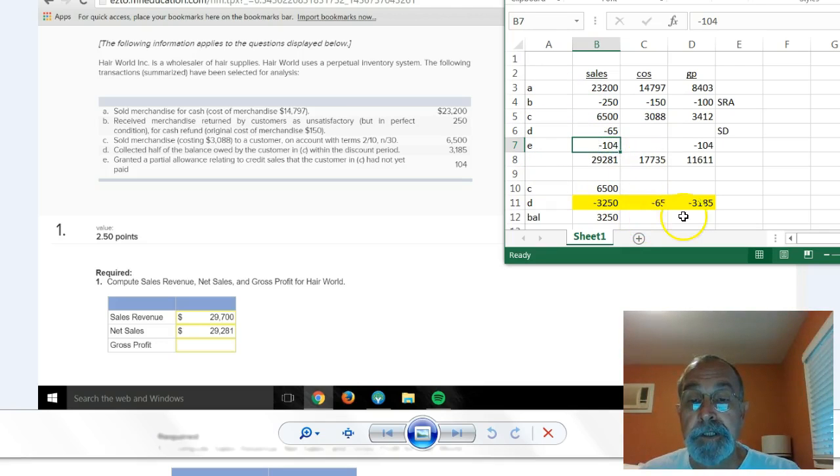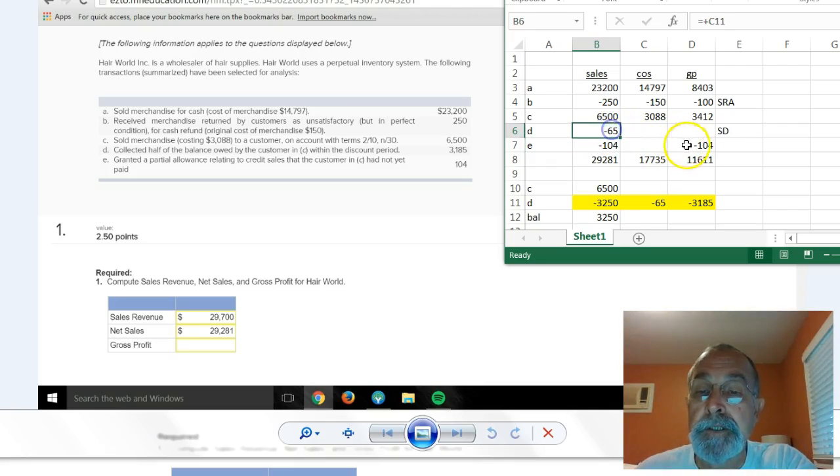But we still need to take a look at transaction E. Transaction E, and this discount has no effect on the gross profit. The discount is simply an amount that affects the amount of cash that we collect from the customer.